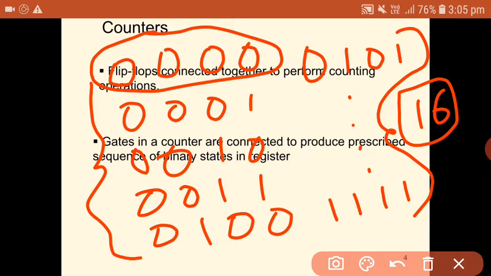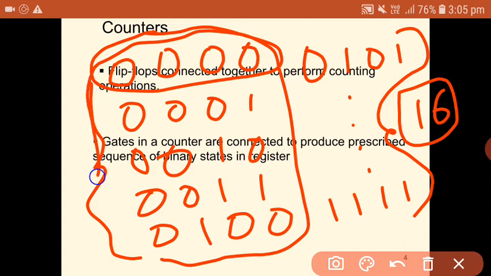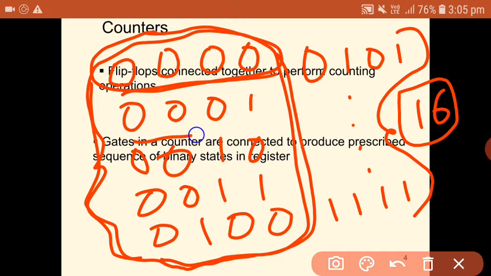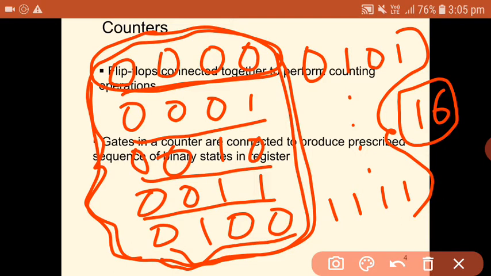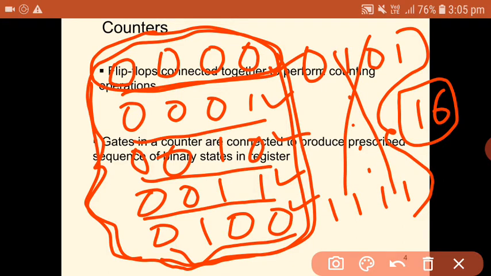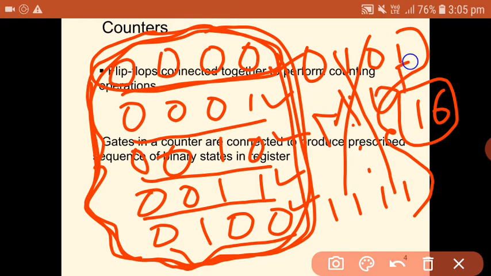For example, if I want to count only up to here, that means I want to count only these output states: 0000, 0001, 0010, 0011, and then 0100. So only 5 output states I need to count, and the remaining output states I need to omit. You can neglect the remaining output states. That means I want to design a circuit which will be counting only these 5 output states, so that I can call that counter a mod 5 counter.